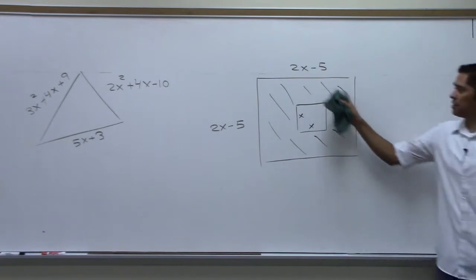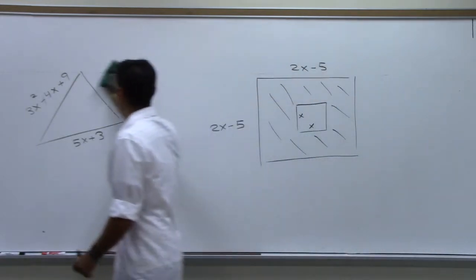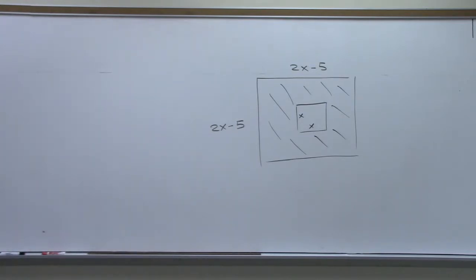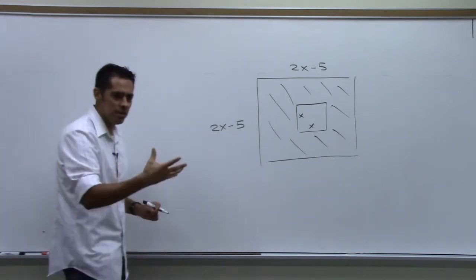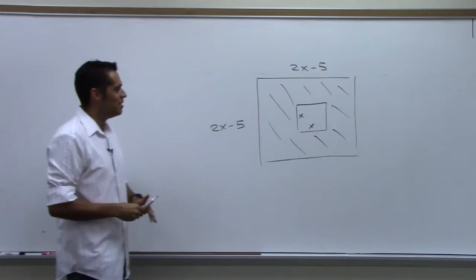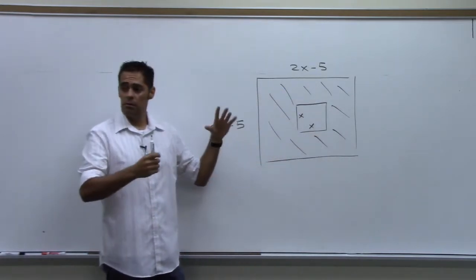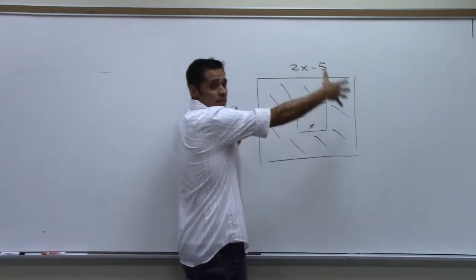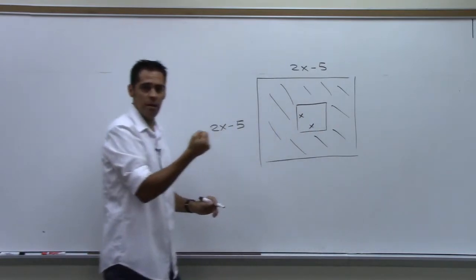So what's the area of just this black part? Tell me in words what it would be. Even more general, just like talking to another human, without the x's. Just what's the area of this black part? The big area take away the white. Okay, good. The area of the big square, take away the area of the small square, right?